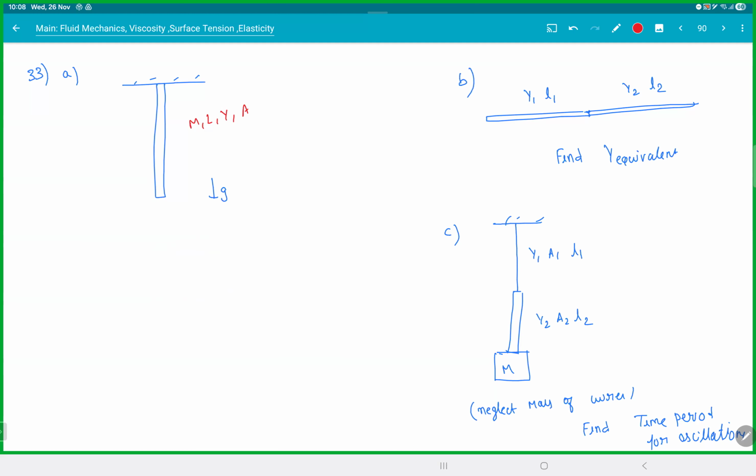So how do we do these kinds of questions? At a distance x from the bottom, we find the tension here. The tension will be only due to the weight of this. So tension will be m x by L into g. That's your tension.